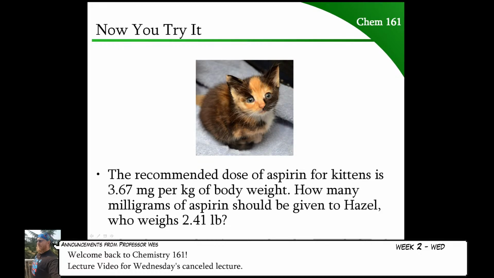Let's suppose that we take Hazel to the vet, and we need to give her aspirin because she sprained her paw because she's just so cute. She's so cute it hurts. It hurts her. That's how cute she is. The recommended dose of aspirin for kittens is 3.67 milligrams of aspirin per kilogram of kitten body weight. How many milligrams should be given to Hazel, who weighs only 2.41 pounds because she's a kitten? Now, Hazel wasn't 2.41 pounds when she was 22, but she was also very small. She only weighed like 9 pounds, maybe 8 pounds.